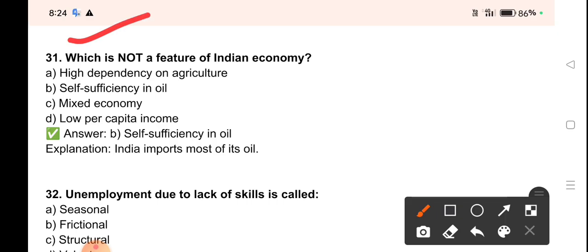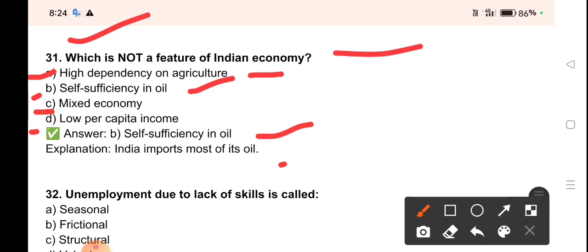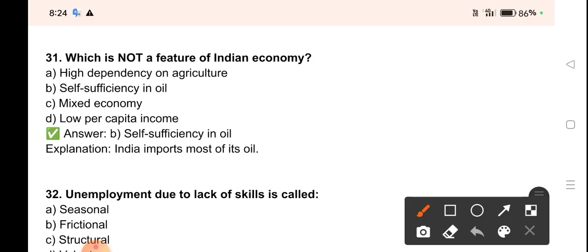Which is not a feature of Indian economy? High dependency on agriculture, self-sufficiency in oil, mixed economy, low per capita income. Correct answer: self-sufficiency in oil. India imports most of its oil. Self-sufficiency in oil is not a feature of the Indian economy, but high dependency on agriculture, mixed economy, low per capita income are features of the Indian economy.